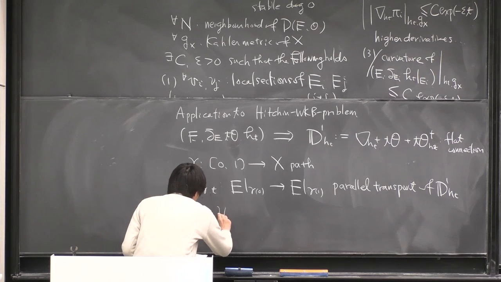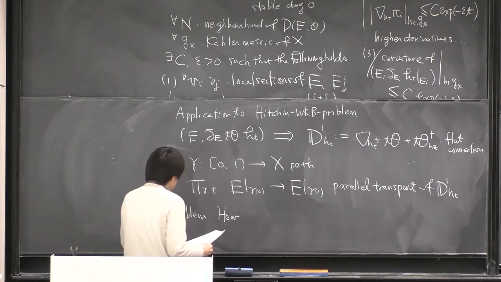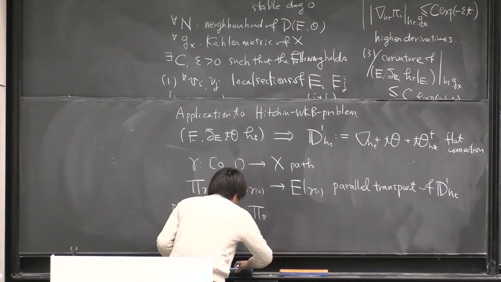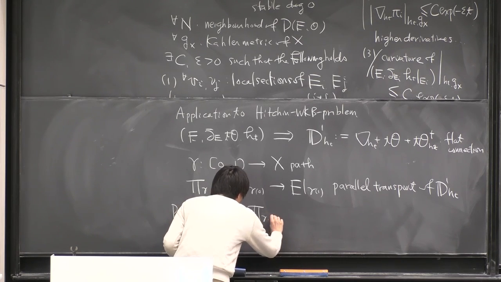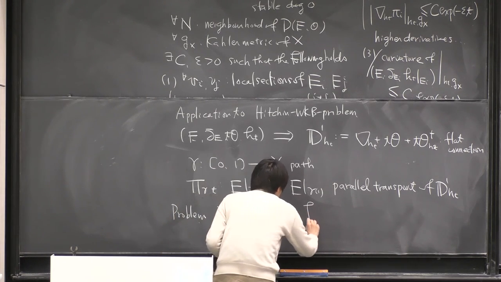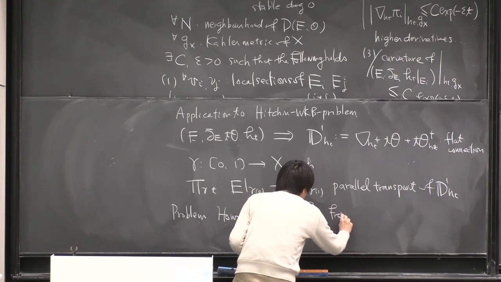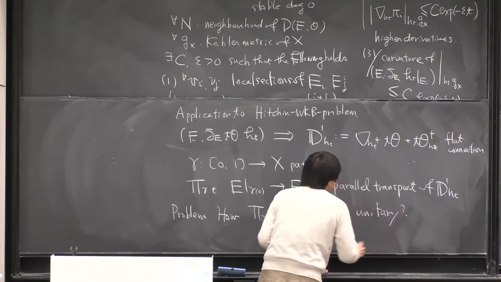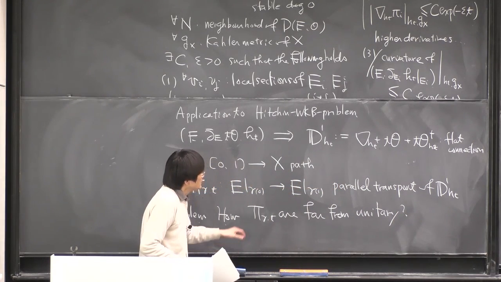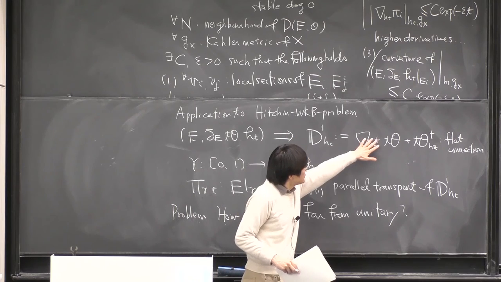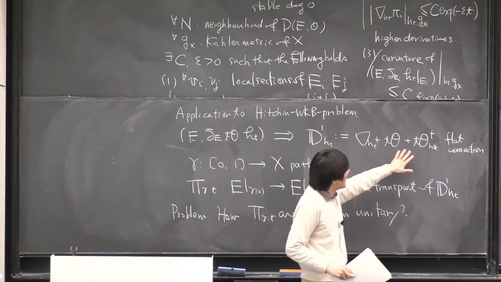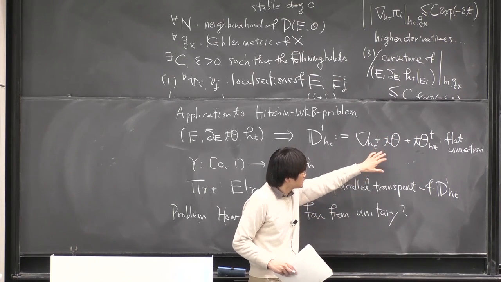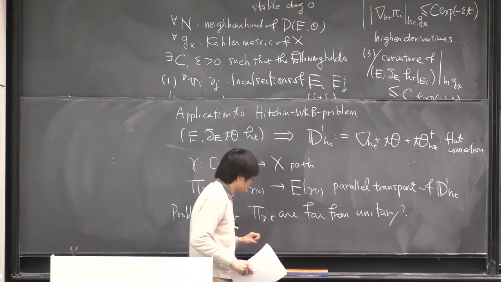How far these isomorphisms are from unitary. This connection is not unitary. I mean, this part is a unitary connection, but we have some additional part which is self-adjoint. So this is not unitary unless theta is zero. This connection is not unitary.